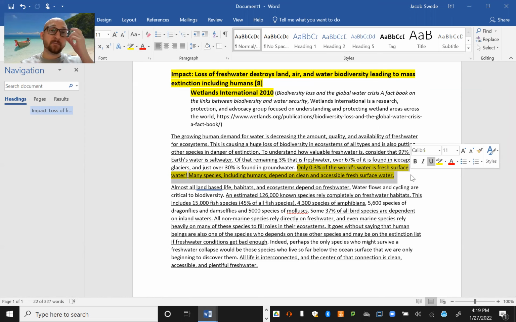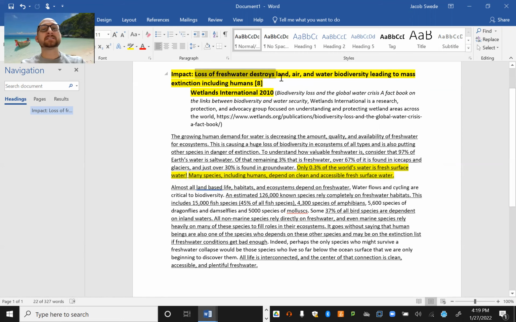So now we're getting to the point where we're going to be able to say loss of fresh water will destroy land, air, and water biodiversity and lead to mass extinction. Okay, next paragraph says, almost all land-based life, habitats, and ecosystems depend on fresh water. Sort of the same thing as the last sentence, but I think actually probably saying it better. So let's highlight this and unhighlight this, since they're basically saying the same thing, but this sentence is saying it better. Next sentence says, an estimated 126,000 known species rely completely on freshwater habitats.